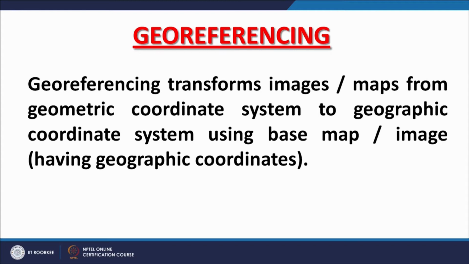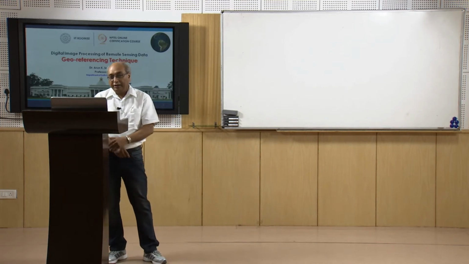Even maps can also be geo-referenced. Suppose I have scanned a Survey of India topo sheet. The topo sheet might have the latitude, longitude marked in print form, but this is a raster image, and it has its origin at the top left corner. That means it is still in the geometric domain. Though it is an image of a map, so we can call it a map, it is also not geo-referenced. So in order to bring these geographic coordinates and the image together, this technique is required to transform from geometric domain to geographic domain.